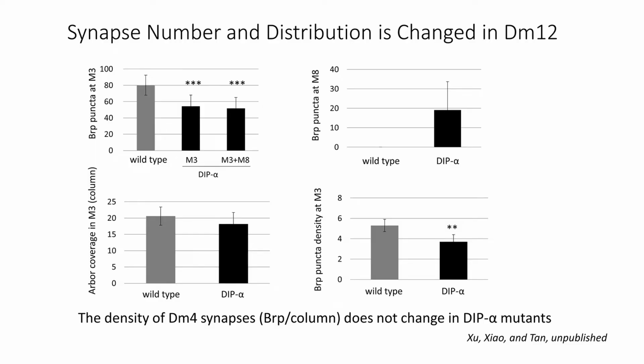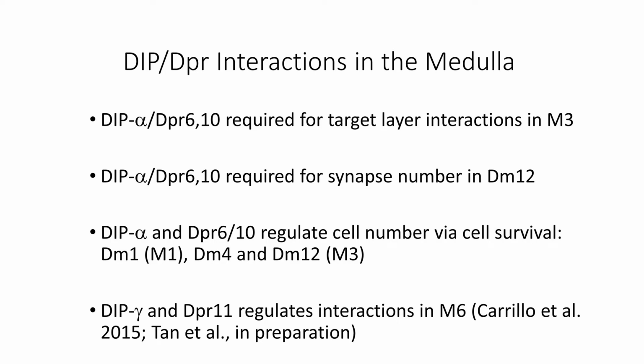By contrast, DM4, remember, has this 30% reduction or so in the extent by which they extend within the layer, and we see a commensurate reduction in the number of synapses. But the density of synapses per column is the same. So to summarize then, DIP alpha and DPR6/10 interactions are required for target layer interactions in M3. DIP alpha DPR6/10 is required for synapse number in DM12.